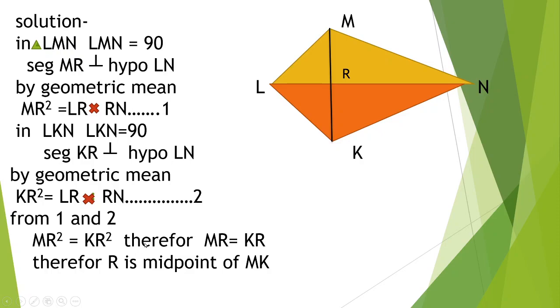Therefore, taking square root on both sides, you get MR is equal to KR. See in the figure, on MK, MR is equal to KR. So if MR is equal to KR, then R becomes the midpoint of MK. So right here, therefore R is the midpoint of MK because MR is equal to KR.